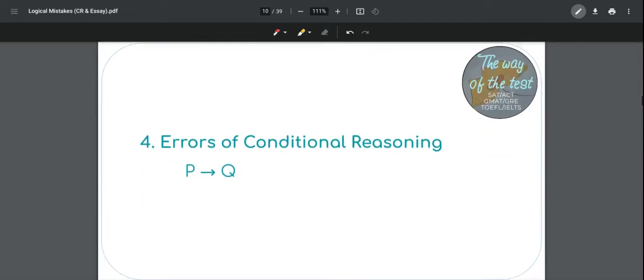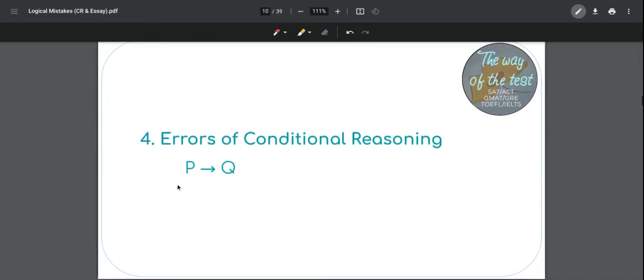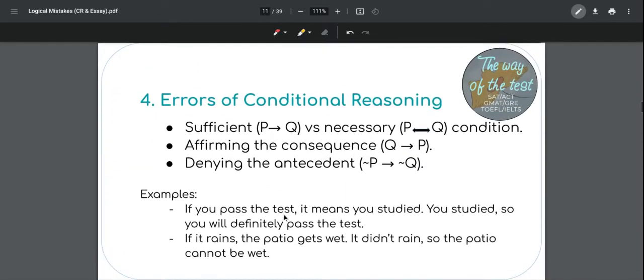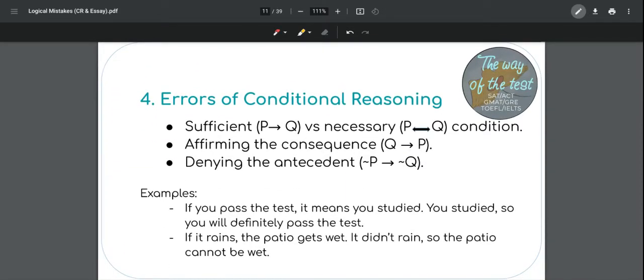Okay, the fourth, errors of conditional reasoning, like P therefore Q. We have seen this in rules of logic. So when you have a cause and effect, the first error is sufficient versus necessary condition. And the second mistake is affirming the consequent. We have seen this in the rules of logic. And the third mistake is denying the antecedent. We have also seen this in rules of logic.